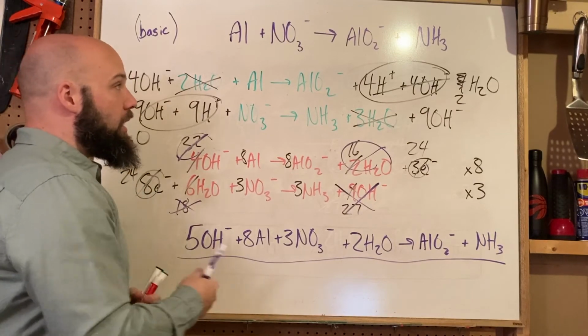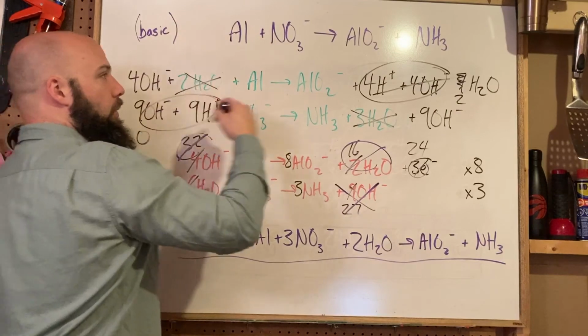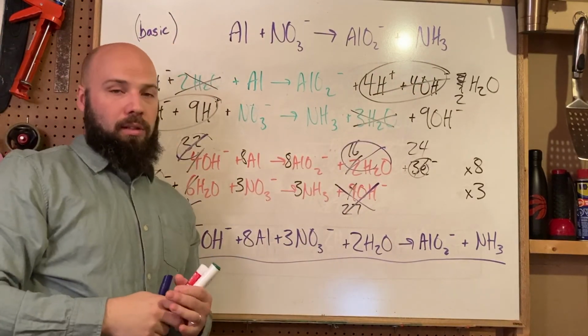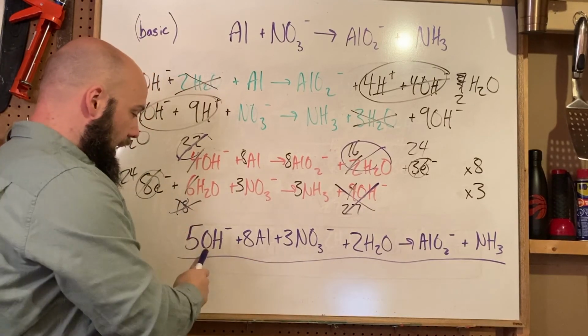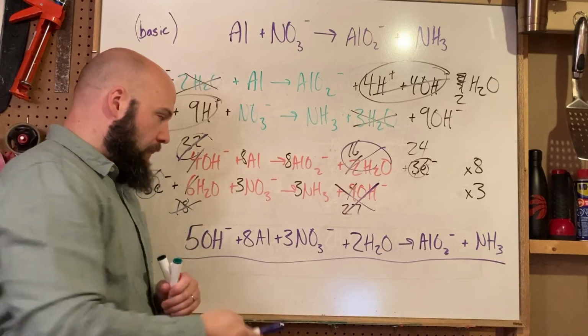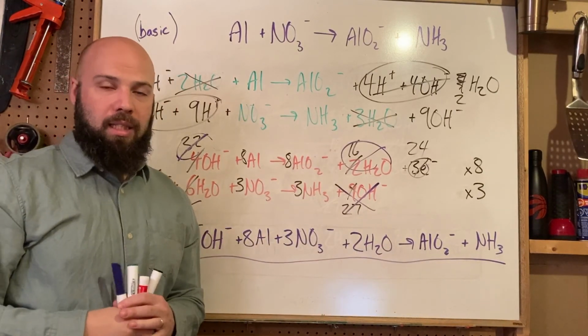You could not use the oxidation number method because in the original equation you didn't know the source of the hydrogen. Because it was in basic solution, you knew that it was aqueous and that the hydroxide and water would be that source of hydrogen. And by doing the half reaction method, you can get your final balanced chemical equation.